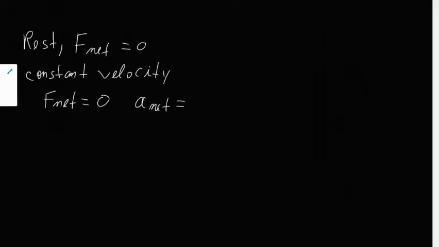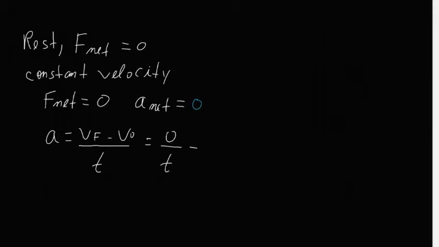Acceleration is defined as the change in velocity, that is the final velocity minus the initial velocity, divided by the change in time. So with constant velocity, Vf and Vo will be the same. If you take a number and subtract it by the same number, you're going to get 0. So in constant velocity, Vf minus V0 is 0. 0 over t is 0.